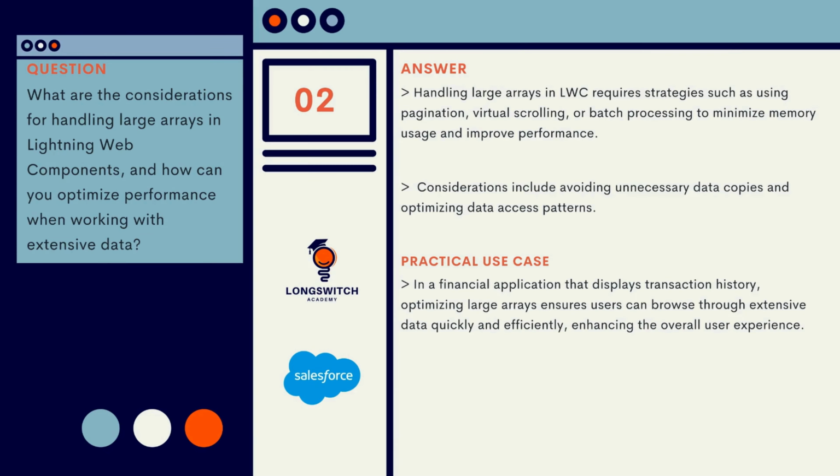What are the considerations for handling large arrays in Lightning Web Components, and how can you optimize performance when working with extensive data? The best answer for this question would be, handling large arrays in LWC requires strategies such as using pagination, virtual scrolling, or batch processing to minimize memory usage and improve performance. Considerations include avoiding unnecessary data copies and optimizing data access patterns.